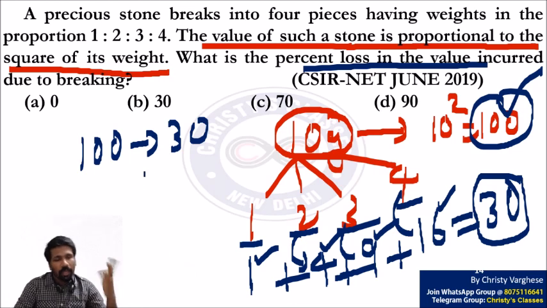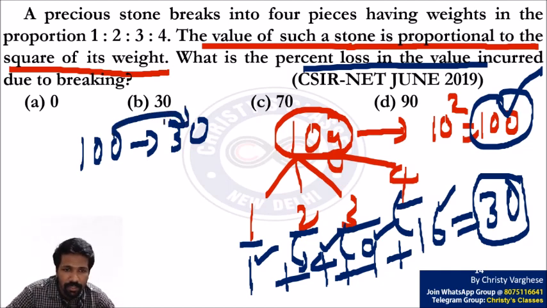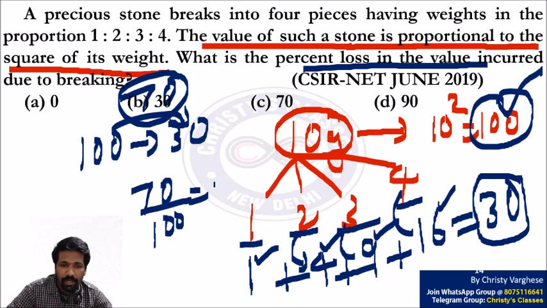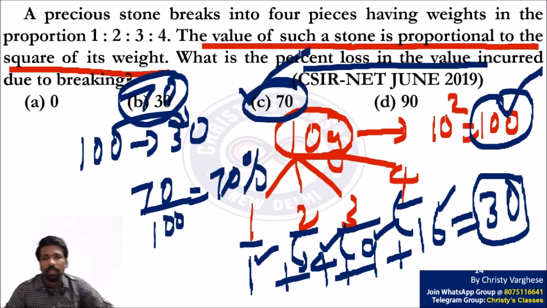That is the question. Either you can use the formula final minus initial by initial into 100, that is 30 minus 100 by 100 into 100. Otherwise you can just logically think: 100 becoming 30 means a 70 decrease is happening. 70 out of the initial value, 70 by 100 is 70 percentage. So percentage loss is asked, so option C, 70, is the answer.